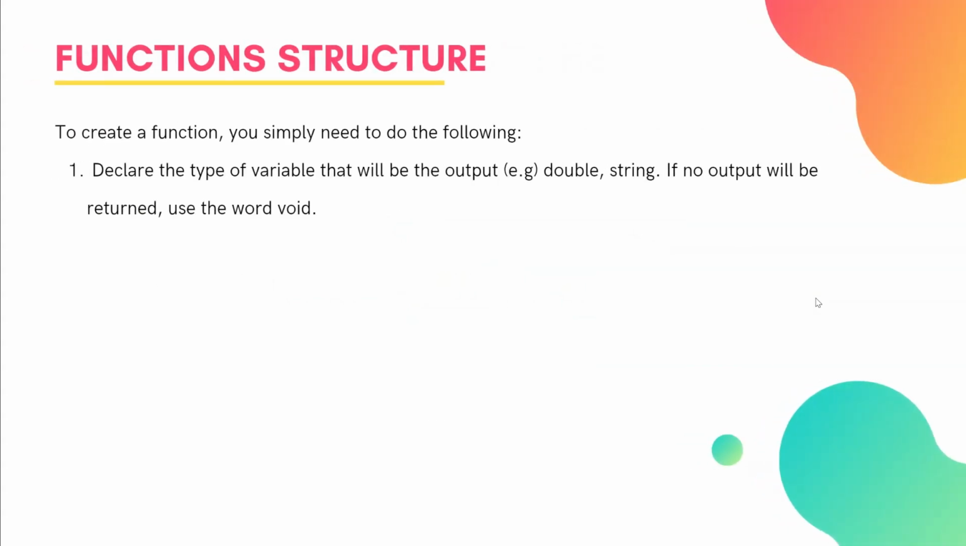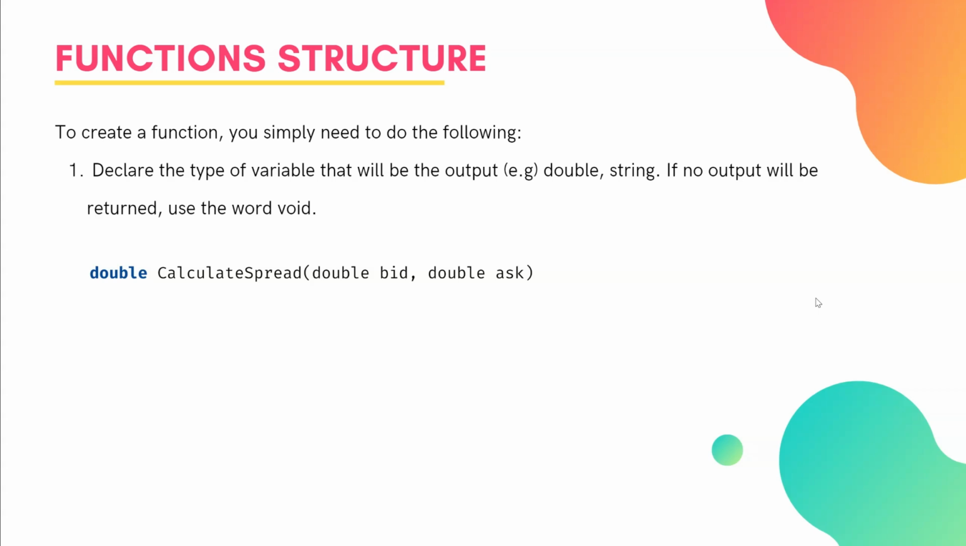So to create a function, you simply need to do the following. You need to declare the type of variable that will be output, such as double or string. And if no output is going to be returned, so if you have a function that purely just does something but doesn't actually return any data or output, which we will cover later on, then you can use the word void, VOID. And that just tells the computer there's not any output. This function just purely does something internal that doesn't then need to be further processed down the line.